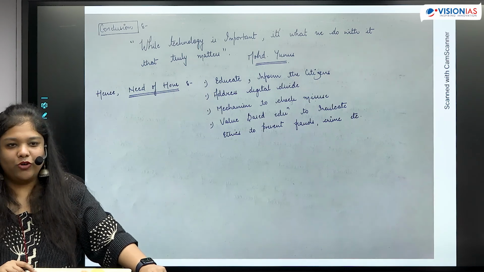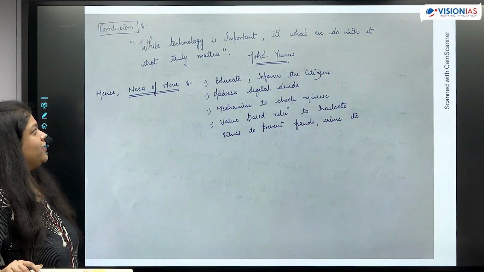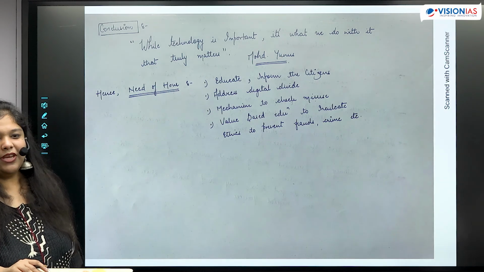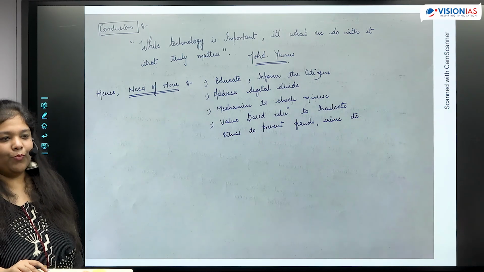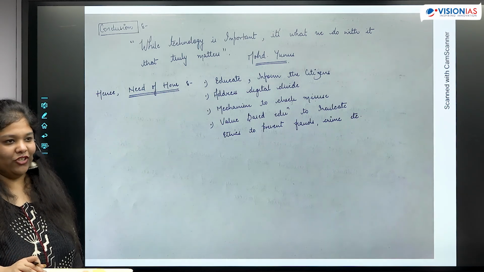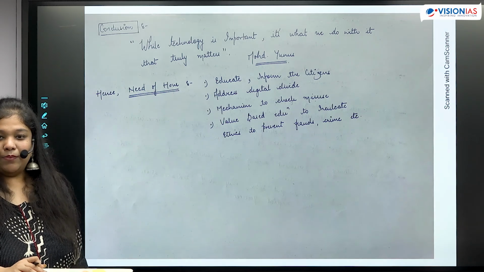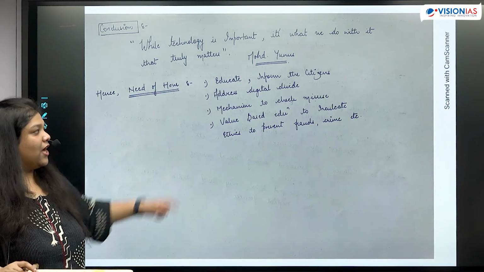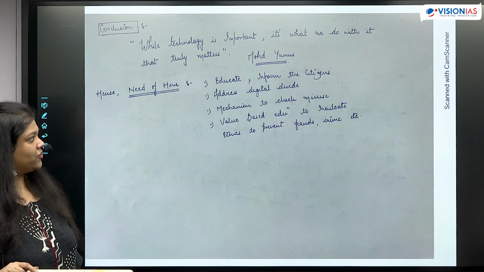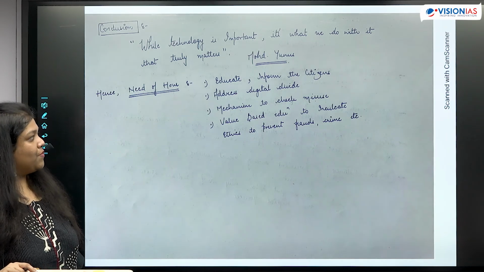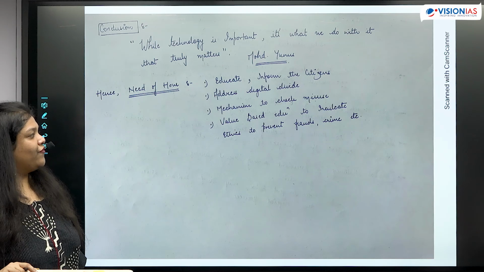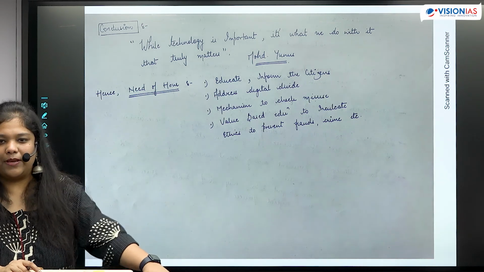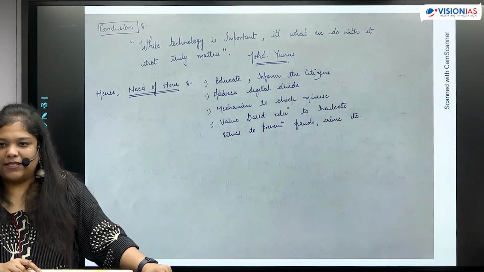So whenever we talk about technology, I do tend to mention the statement, while technology is important, it's what we do with it that truly matters. So the problem does not lie with online methodology. In fact, that's a boon, right? But the problem is how you intend to use it. So what is the need of the hour? Educate, inform the citizens, address digital divide, mechanism to check the misuse, value-based education to inculcate ethics to prevent any frauds or crime. Is it making sense for everyone?